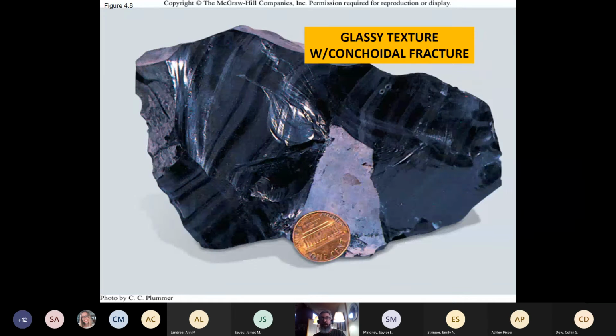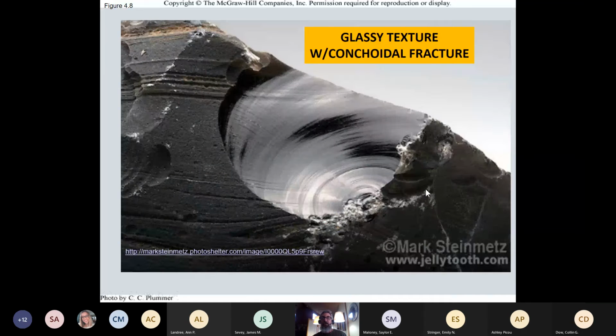This is actually a better example, this second one. So volcanic glass will have what we call a conchoidal fracture. And that is this surface right here, these kind of concentric arcs. It's the way that glass tends to naturally break.